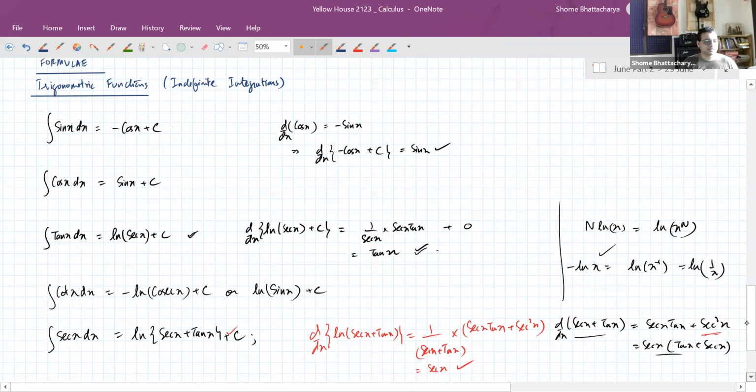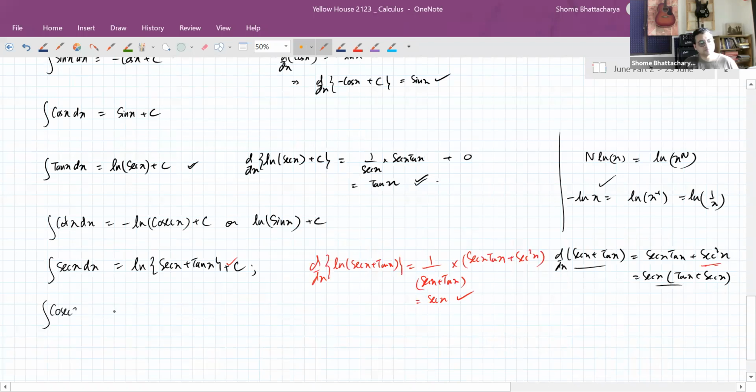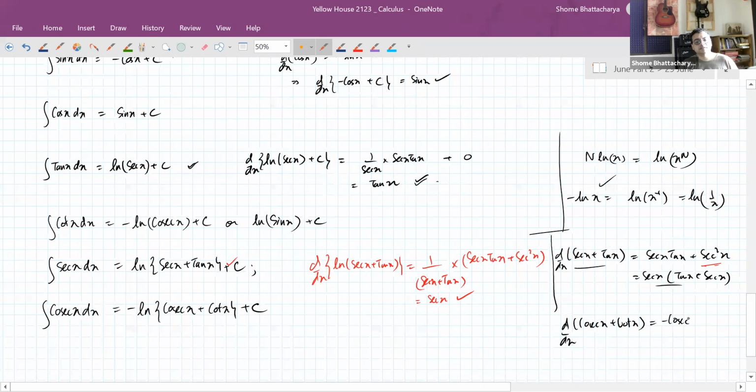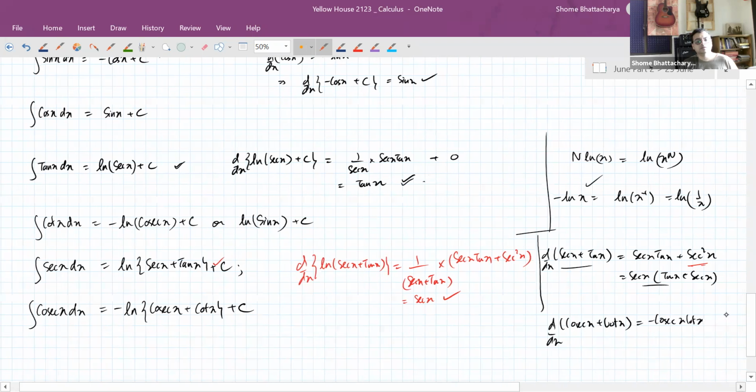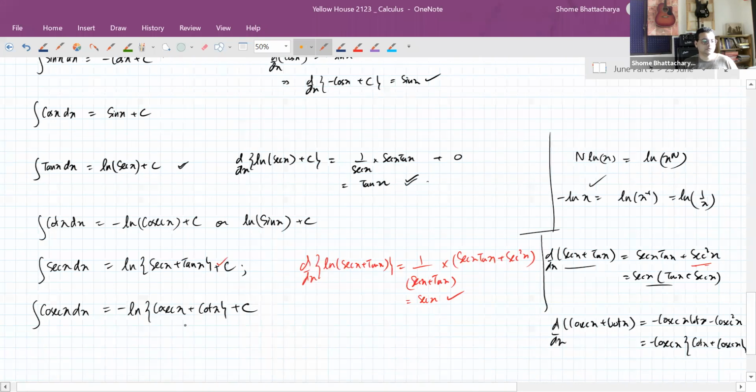And somewhat similar to this sec x one is the final one, integration of cosec x, which is minus of ln of cosec x plus cot x. Okay. So this also comes from the simple idea that differentiation of cosec plus cot is minus cosec x cot x minus cosec square x. So it is basically minus cosec x into cot x plus cosec x. So we apply this along with a similar kind of chain rule application. It's easy to understand how this formula comes.